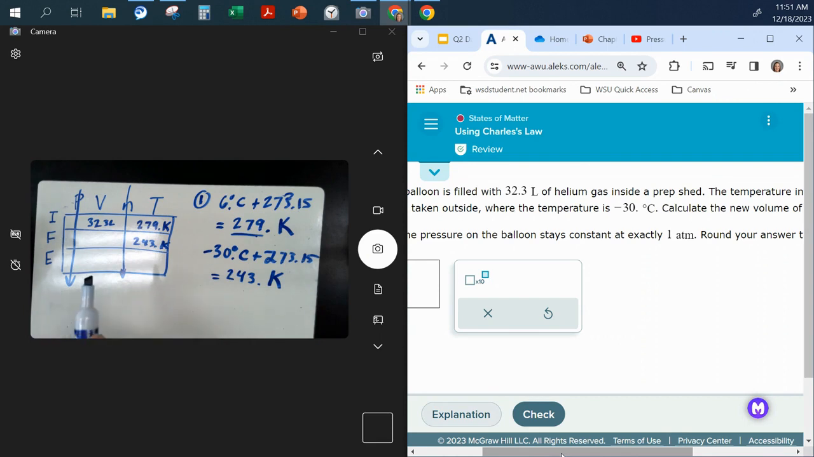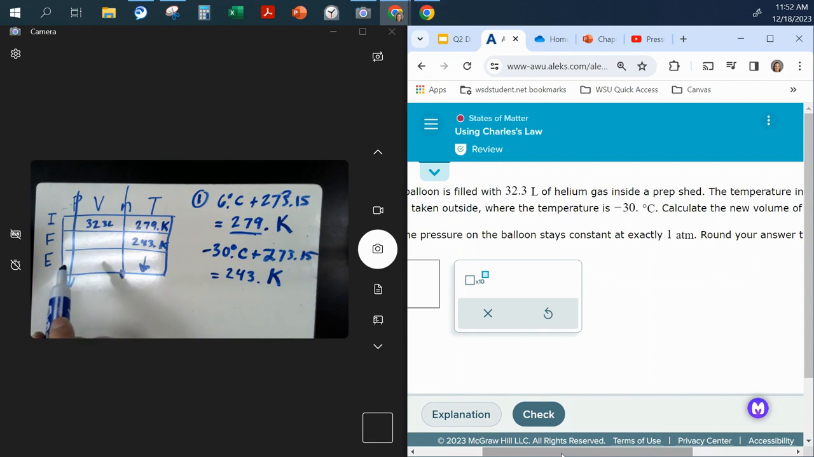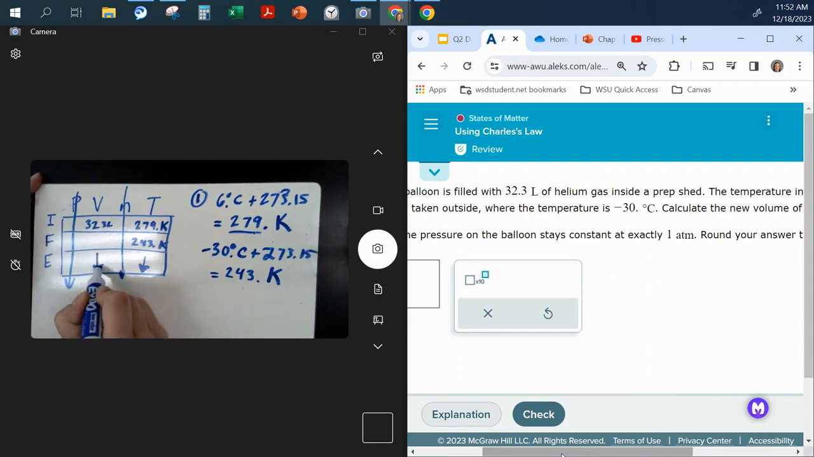So think about our video. Our temperature is going down. Do you agree with that? 6 to negative 30, or 279 to 243, our temperature is going down. So what happens to our volume if the temperature is going down? It should also go down. Think about that video: the balloon's temperature goes down, the volume of the balloon went down.